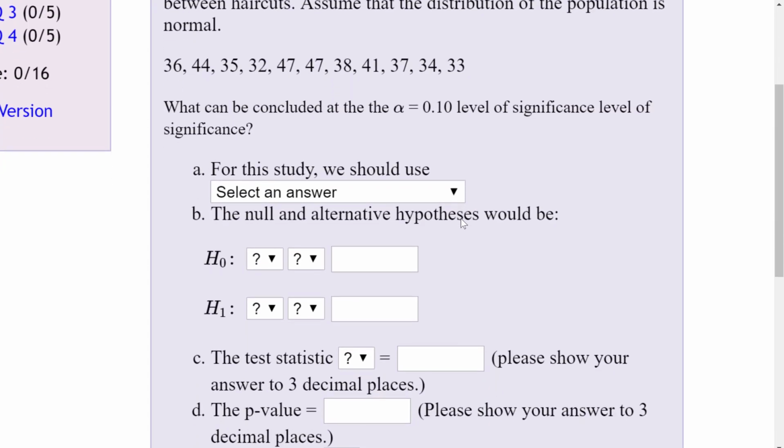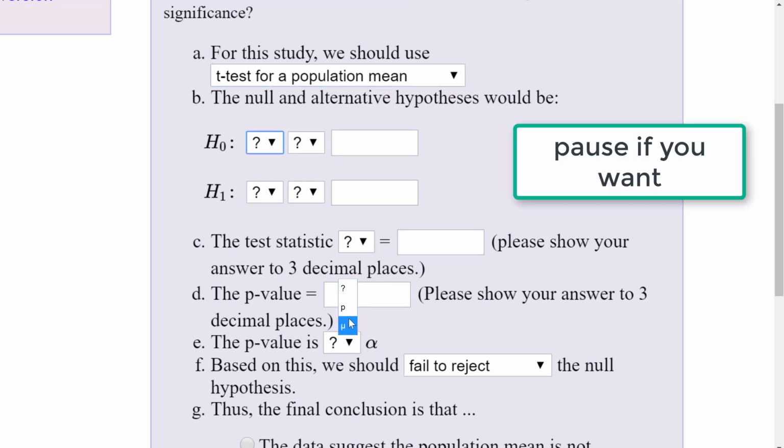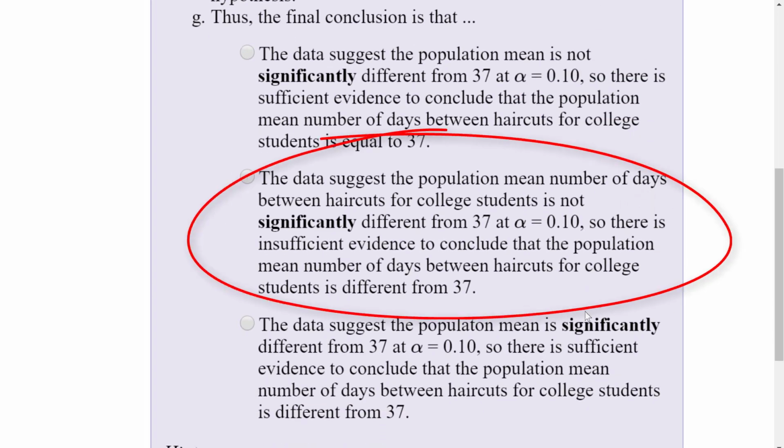We can now just start pumping those responses into the solution, or to the homework. So it's a t-test. Read carefully through these conclusions.